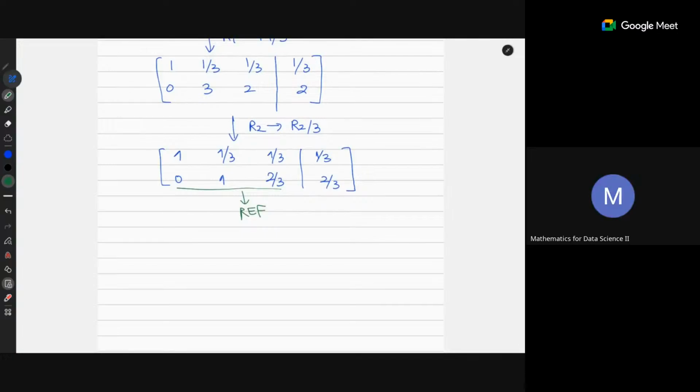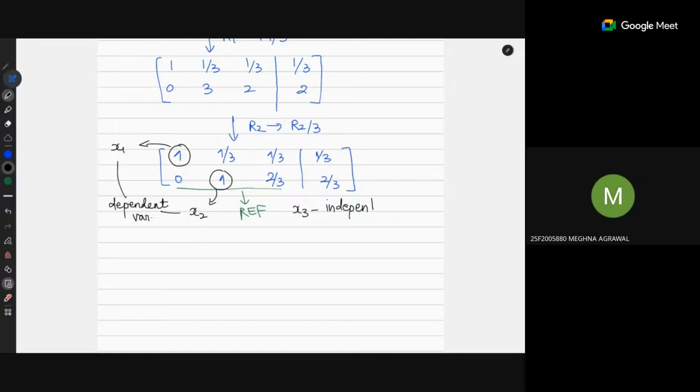Okay. Now what are the leading entries? This is one leading entry. This is another leading entry. So what are the corresponding variables? Because this is the first entry, it is x1. It's in the second column, so this is x2. The third column leading entry will correspond to x3, but there is no third column leading entry. All right. So x1, x2 are the dependent variables. So the leading entry becomes the dependent variable. And x3 becomes the independent variable.